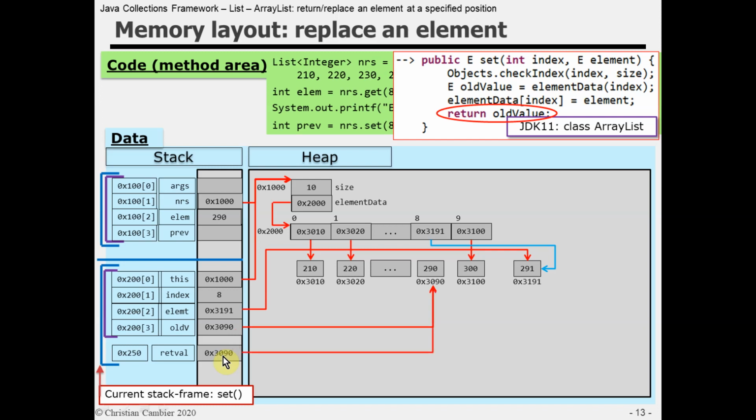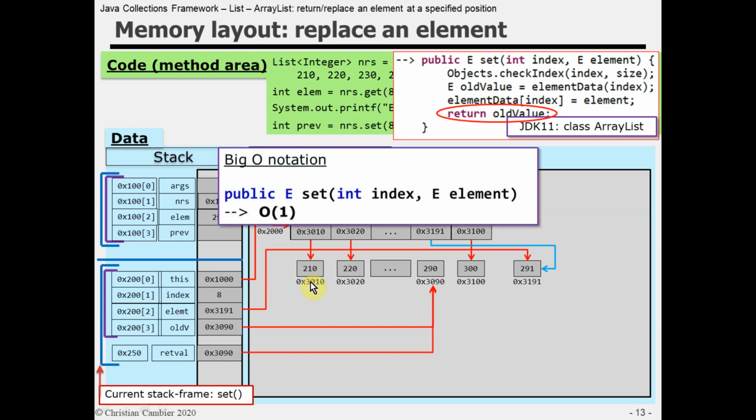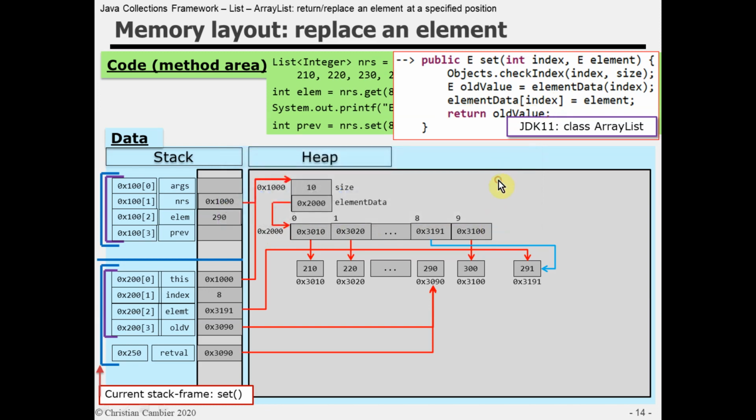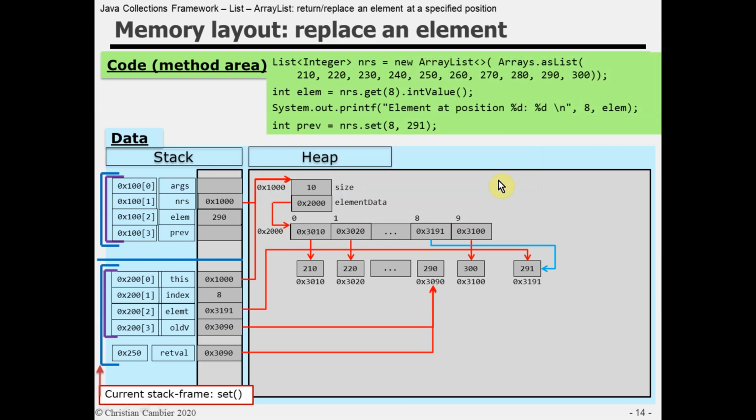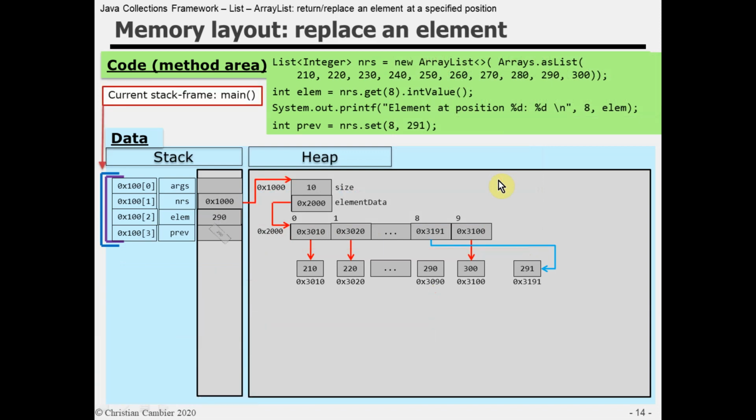Let's pause for a while and examine the performance of this method using big O notation. As with the get method, array indexing is performed. We saw with get that array indexing is constant time, or O(1). Set uses array indexing as well, so set is an O(1) method as well. That's it for set. We leave the method, clear the stack frame, and after an unboxing operation, the return value of previous is 290. But note as well, the array at position 8 is referencing our new integer wrapper object holding the value of 291.